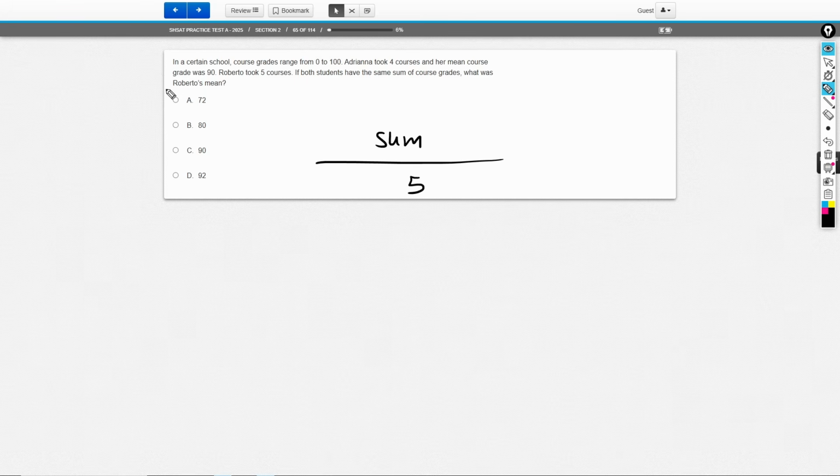But remember that Roberto and Adriana have the same sum. So Adriana's sum was 360. Roberto's sum also has to be 360, but because he took 5 courses, his denominator increases by 1, and now 360 divided by 5 is equal to 72, so that has to be his average.